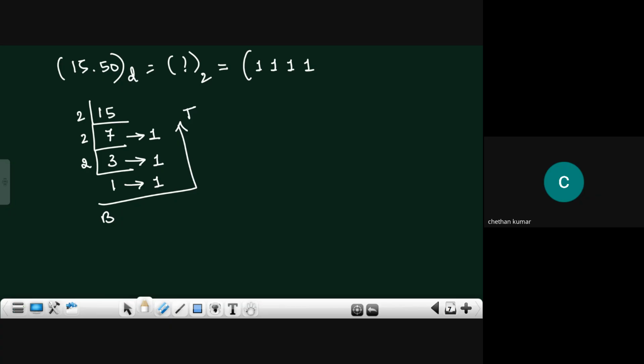You understood? Dot. Fractional part, what I have to do?